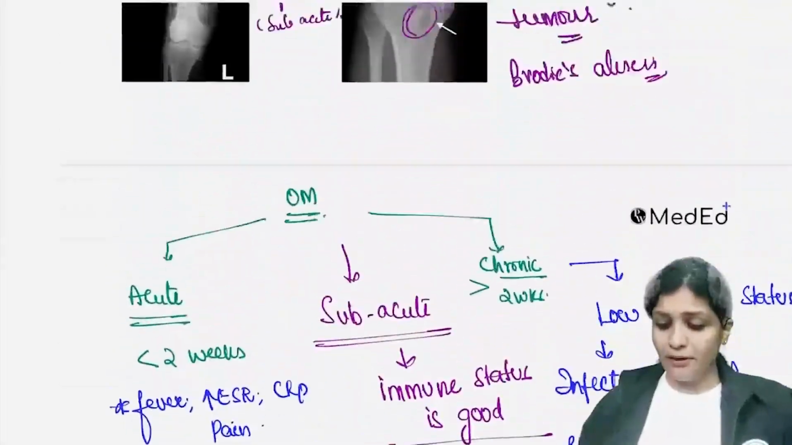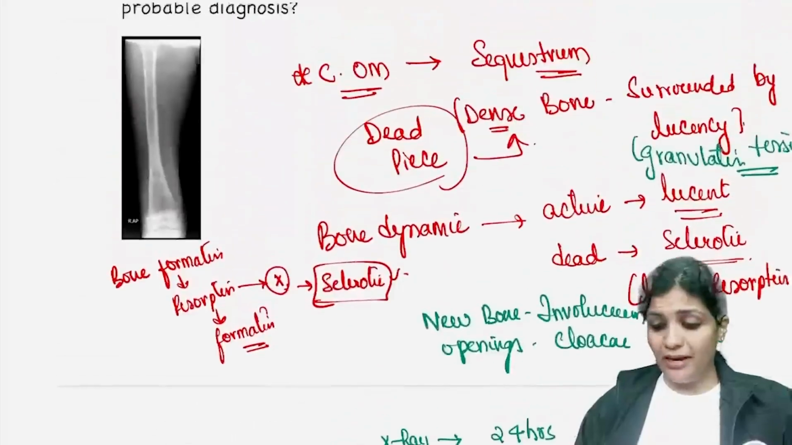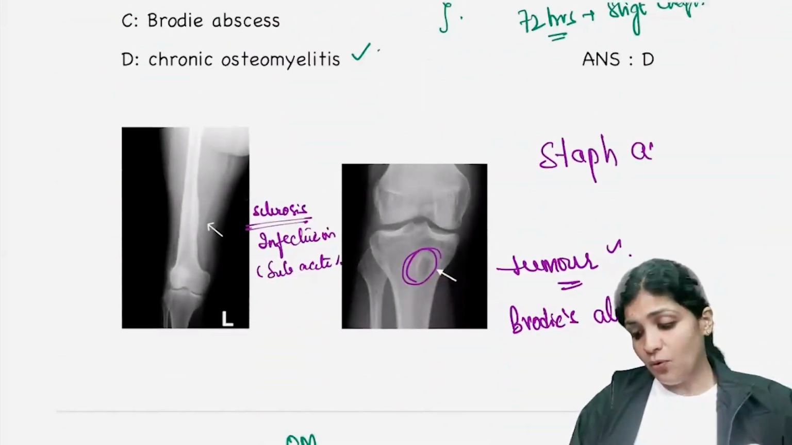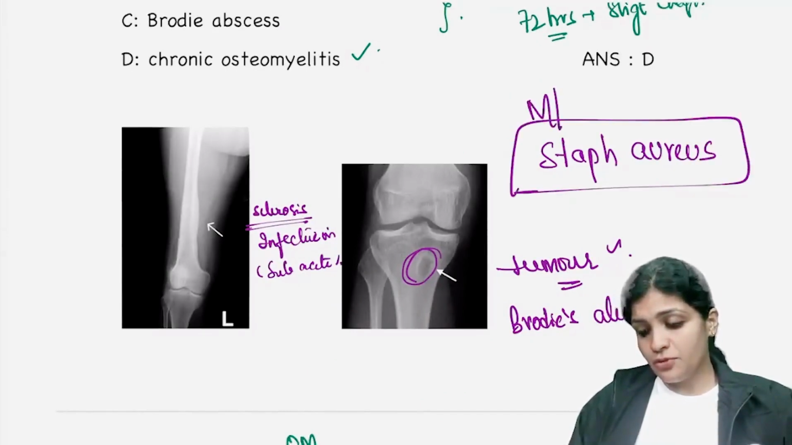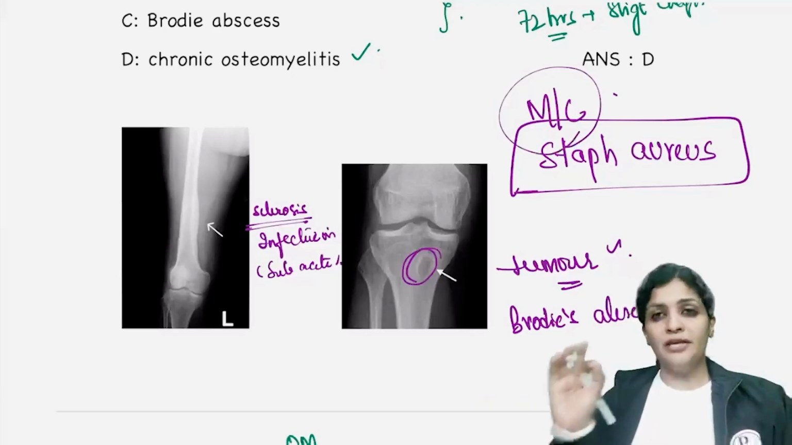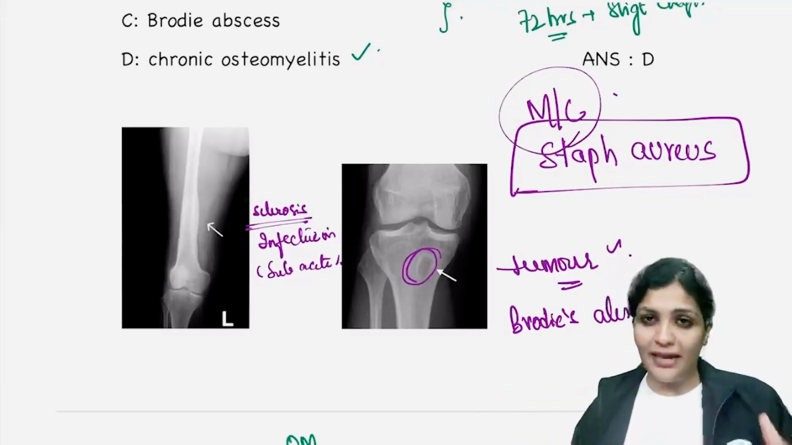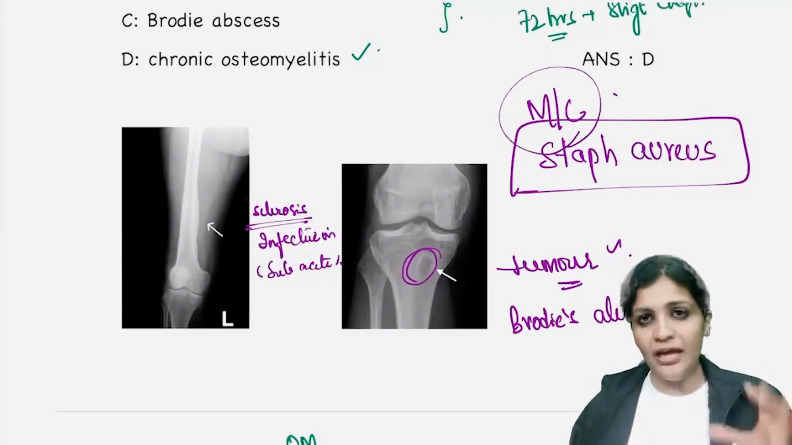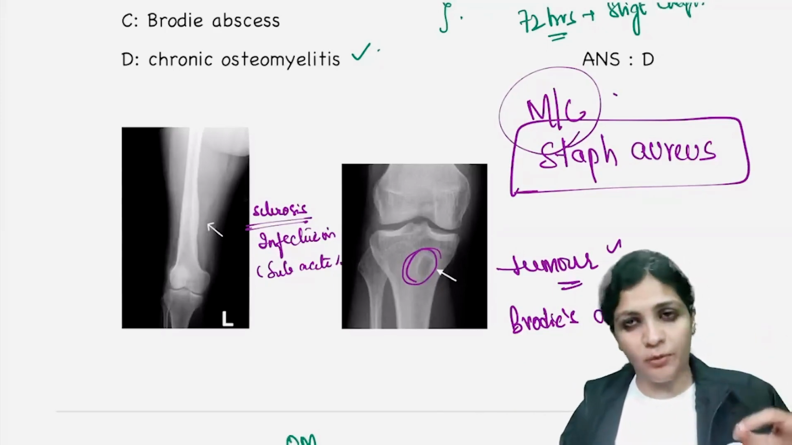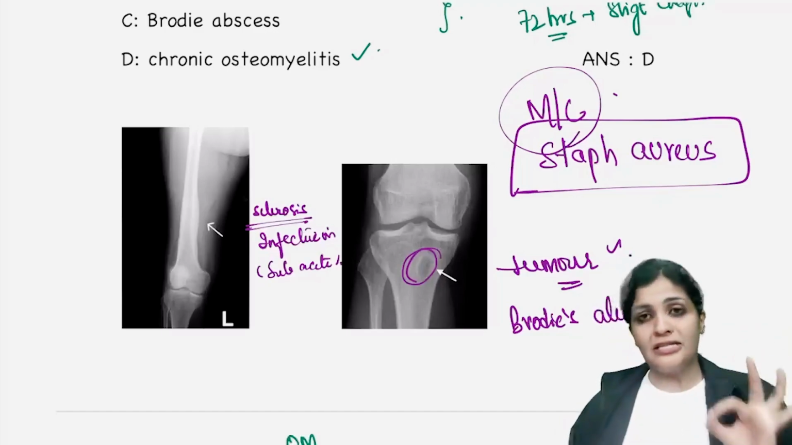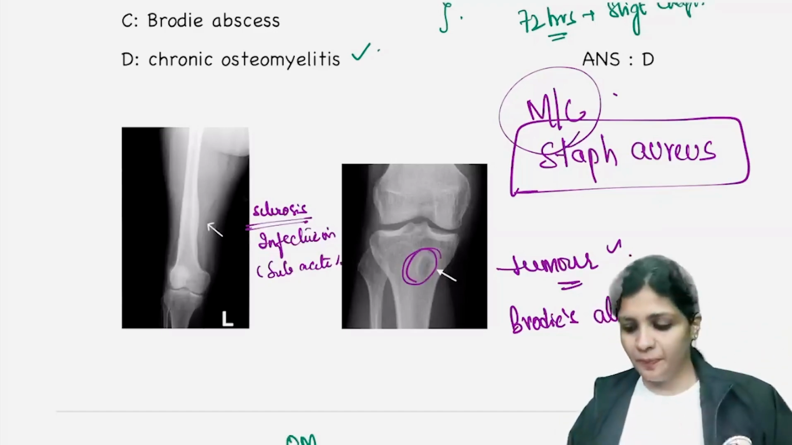So the most common thing whenever they ask you the organism, please mark it as staph. Yes, staph aureus. Most common is staph aureus. Don't feel that this is very easy. Why will they ask such questions in NEET PG and all? Whenever you see what is the most common organism involved in infections of bone, it is staph aureus. Yes, right?